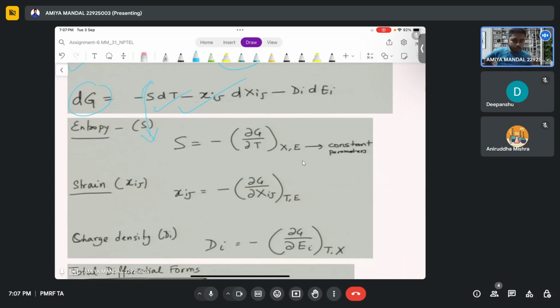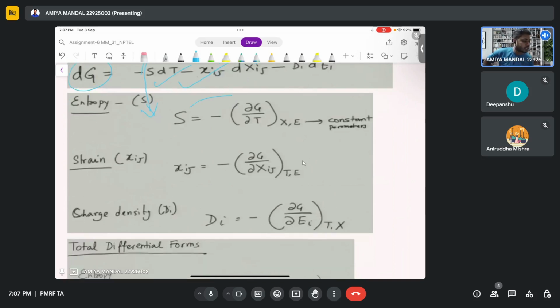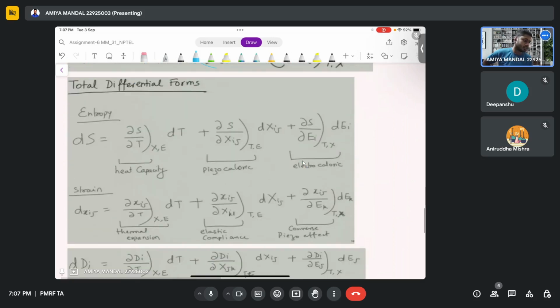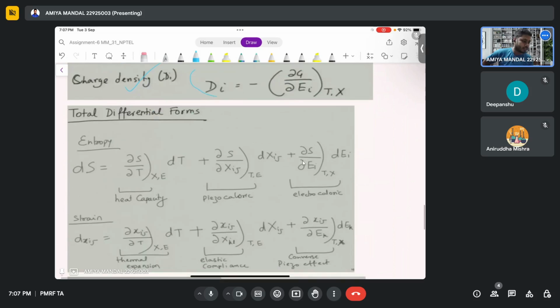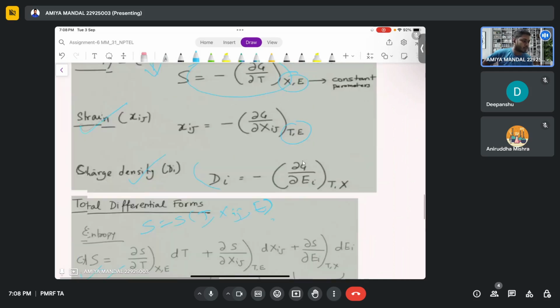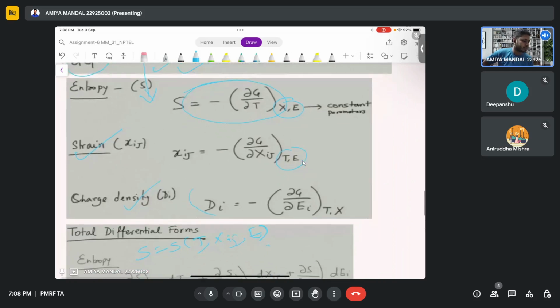Everything has been discussed in your lecture class. I am just telling how entropy is related to temperature, where x and E are constant, and where strain is generated, del G, and how charge density varies with this. S is a function of temperature, x_ij, and E. On the basis of this, now just compare these two relations.